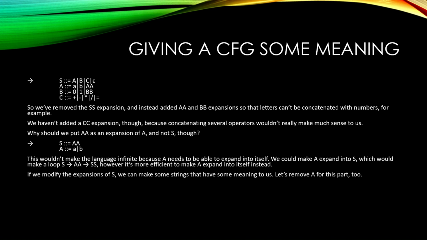So if we modify, using the context-free grammar at the top of the slide, the expansion of S, we could make some strings that might have some meaning to us. So we can make infinite concatenations of letters and numbers, for example, or we can just have an operator. Let's remove A for a second, and let's modify it a bit. So S now expands into BCB, or epsilon, and we've kept B and C the same. We've removed A for a second.